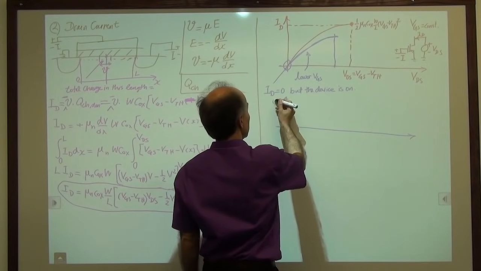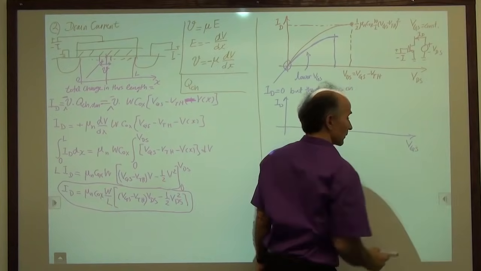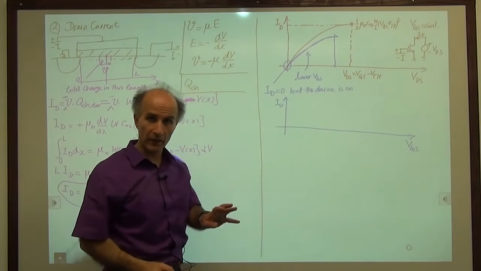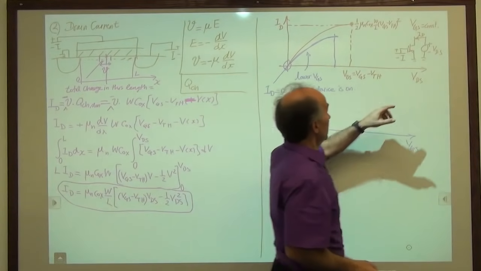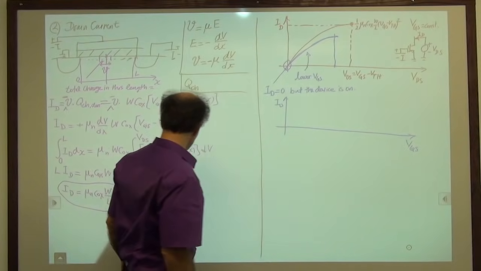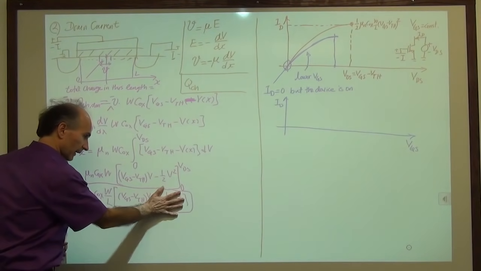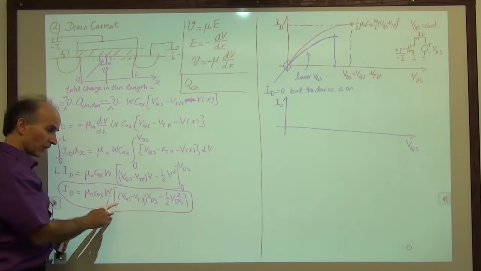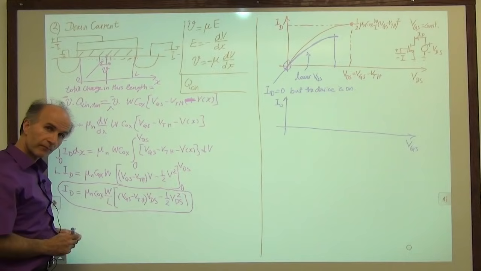Okay. Let's try to plot something else as well, if we are curious. And that's ID as a function of VGS. Because we said we have two voltages, so we have to keep one constant and plot as a function of the other. So in this case, we keep this constant and vary this. So let's go back to the equation and see what happens. VDS is constant, it's just some value, but VGS is changing.